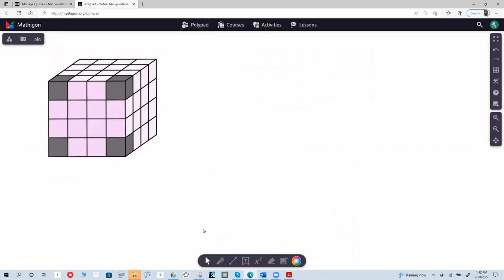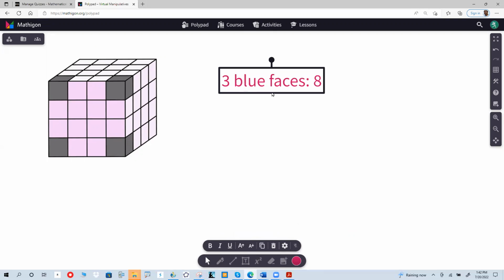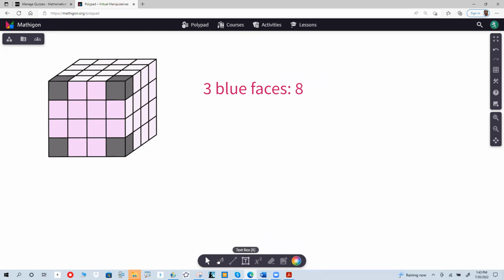Okay, pretend they're all pink. All right, so I'm going to say the three blue faces will be at the corner. That's easy. Three blue faces will be 8. There are 8 corners. With me, Connor? Yes, sir. Okay. Now, two blue faces, this time it will be 2 per edge.